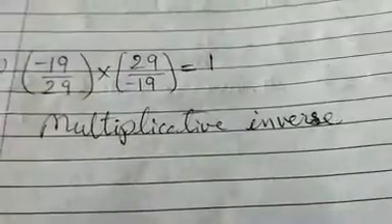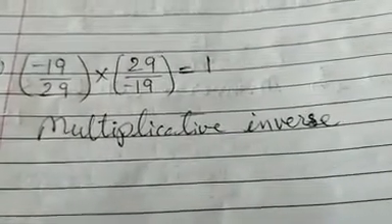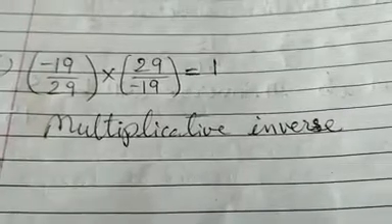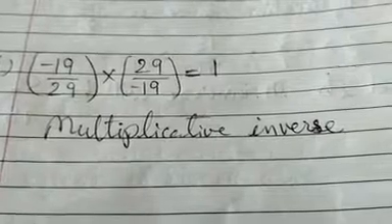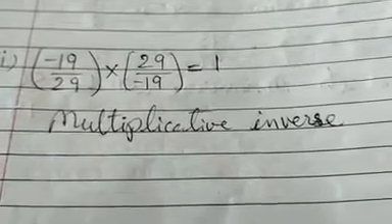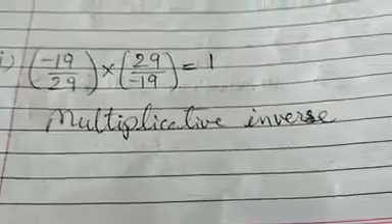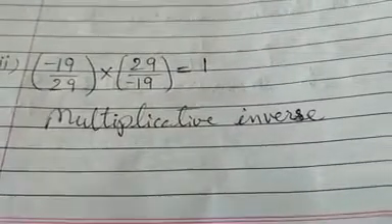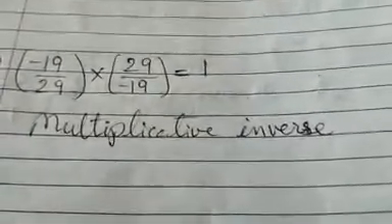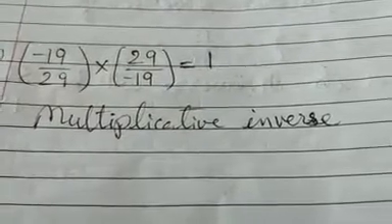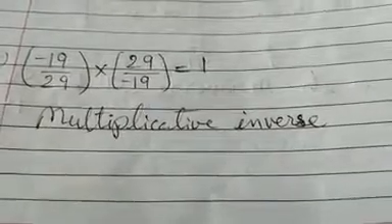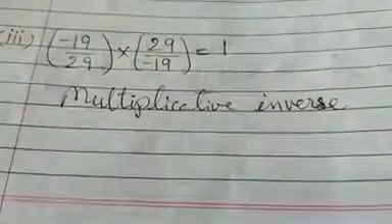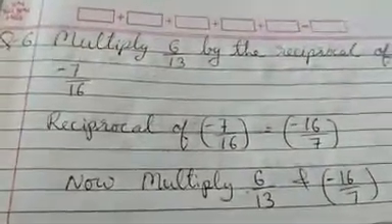Third number, you see, minus 19 upon 29 is multiplied by its reciprocal 29 by minus 19. So when you multiply a rational number with its reciprocal, you get 1 as an answer. So which property is used? Multiplicative inverse. Now we move on to the next question.